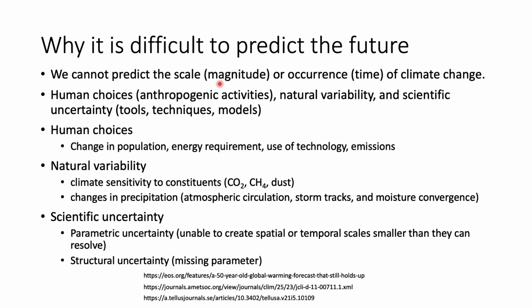We cannot predict the scale, that is the magnitude, or the occurrence, that is when, which day, what event will occur, especially with regard to climate change. This is not possible. But human choices like anthropogenic activities, natural variability and scientific uncertainty can be understood. And human choice means change in population, energy requirement, use of technology, emissions. So these can be controlled, and we can get some rough idea whether we are making the right choice or not if we know the model.